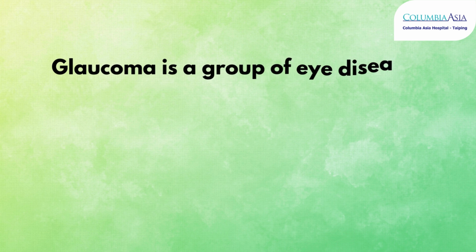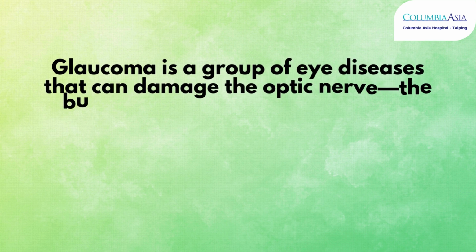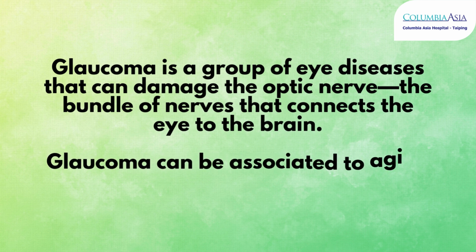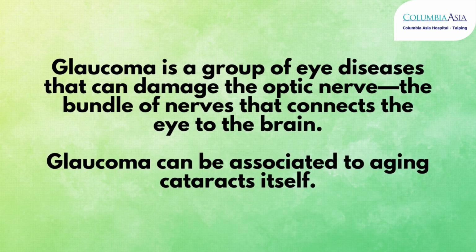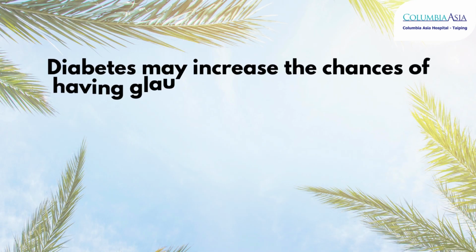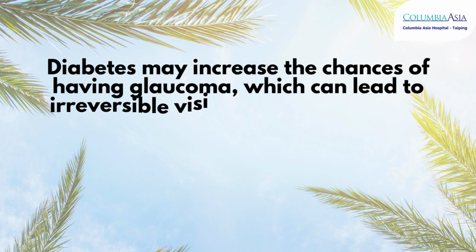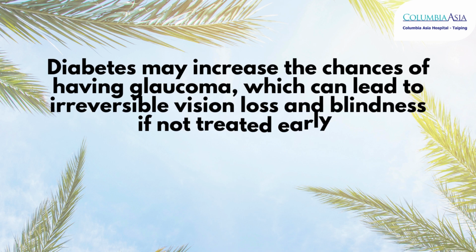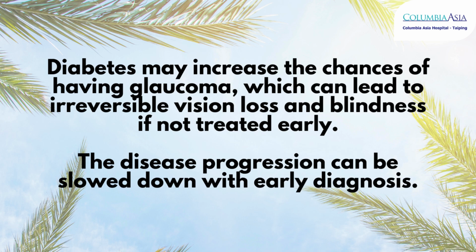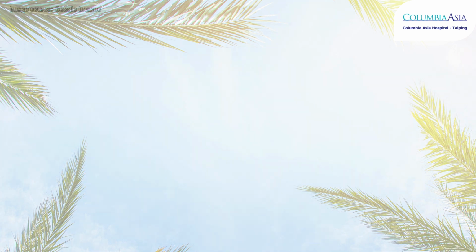Glaucoma is a group of eye diseases that can damage the optic nerve, the bundle of nerves that connects the eye to the brain. Glaucoma can be associated with aging or cataracts itself. Diabetes may increase the chances of having glaucoma, which can lead to irreversible vision loss and blindness if not treated early. The disease progression can be slowed down with early diagnosis.